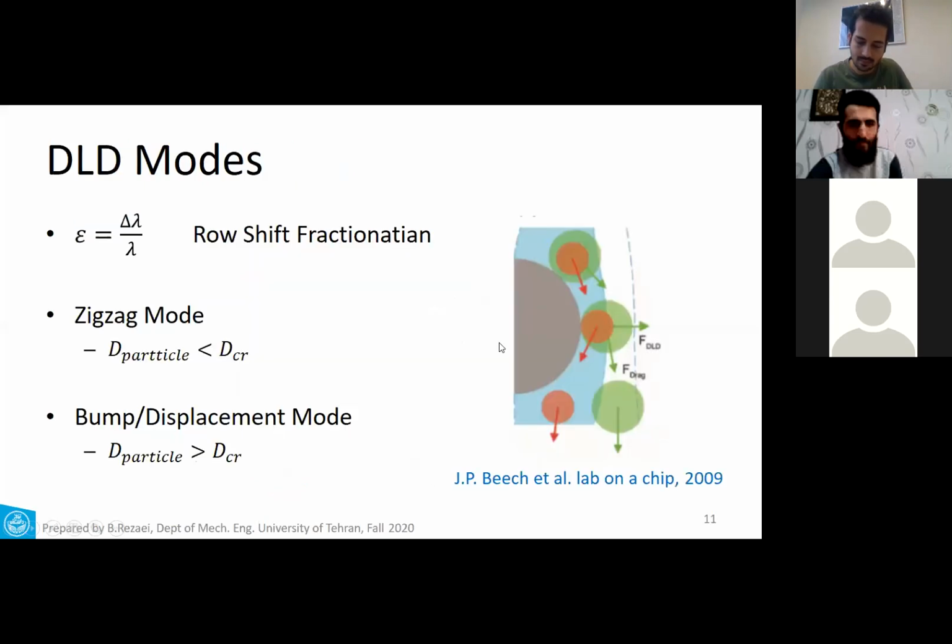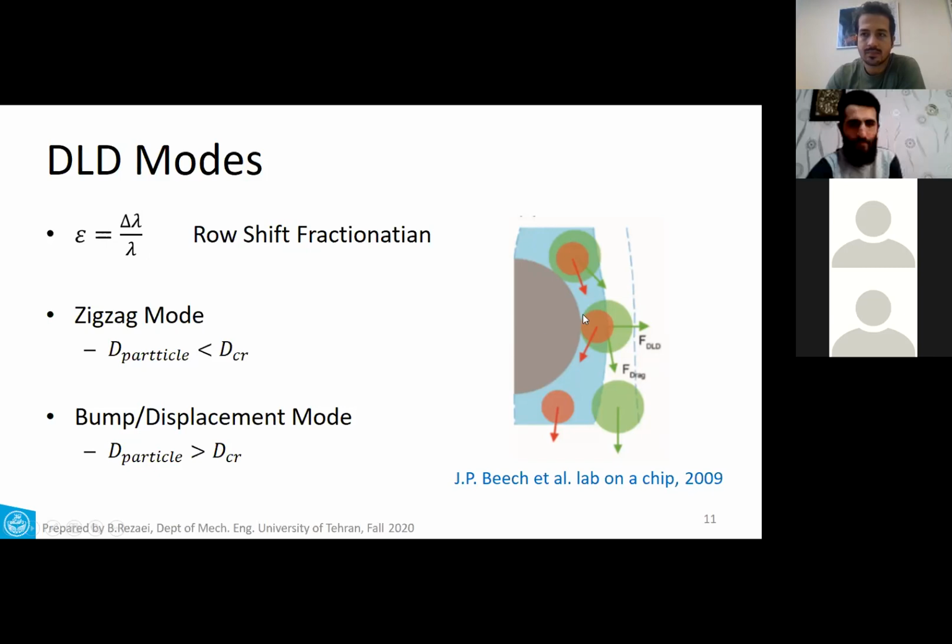So let's talk about the DLD modes and DLD parameters. The ratio of the shift delta lambda to lambda is called epsilon, and it is called the row shift fraction, maybe the most important parameter in DLD. For every DLD design, before everything, you have to consider epsilon. And we have 2 different movement modes.